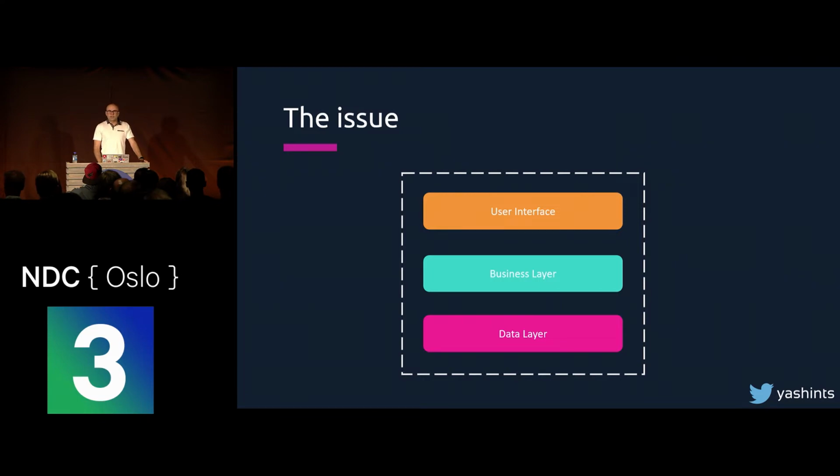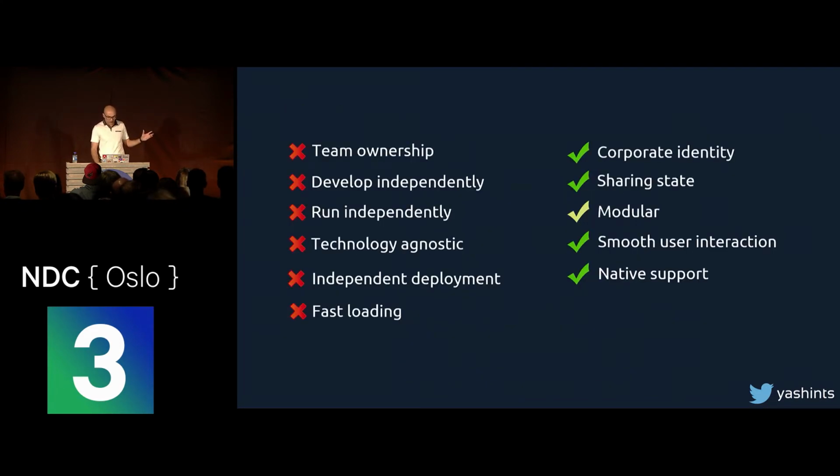She went and searched, and they came up collectively with a set of criteria they wanted to meet for their product. And here are those criteria. So with the current setup, they didn't have any team ownership. They couldn't develop or deploy independently. They couldn't run independently, and so on and so forth. But they had some benefits, like the corporate identity implementation was fairly easy because it was the same app. Sharing state wasn't a problem. Smooth user actions, yeah, it was the same app. Nothing special about it. Native support was good too. But was it enough? No. They needed to do better than this.